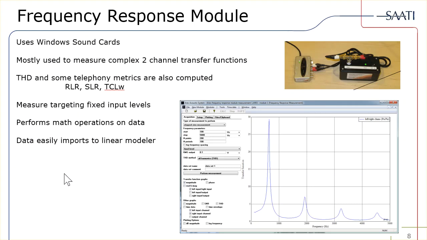You can perform measurements using a fixed output signal level, or you can tell it, I want a fixed input level. So for instance, you want the signal level at a microphone to be 94 dB. You can tell ARES, adjust the output until you get 94 dB at the input and do the measurement at that level. As with the linear modeler, you can do math operations on the data once you collect them. And the data from the frequency response module easily exports and imports the linear modeler. So you can compare your measured responses with your model expectations.